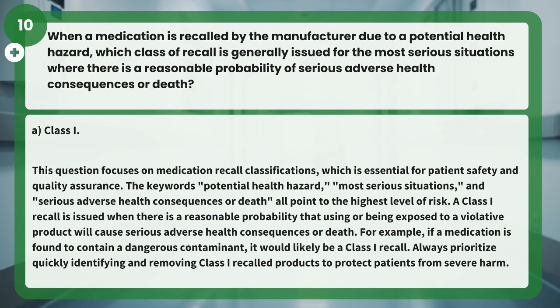Answer: A. Class 1. This question focuses on medication recall classifications, which is essential for patient safety and quality assurance. The keywords potential health hazard, most serious situations, and serious adverse health consequences or death all point to the highest level of risk. A Class 1 recall is issued when there is a reasonable probability that using or being exposed to a violative product will cause serious adverse health consequences or death. For example, if a medication is found to contain a dangerous contaminant, it would likely be a Class 1 recall. Always prioritize quickly identifying and removing Class 1 recalled products to protect patients from severe harm.